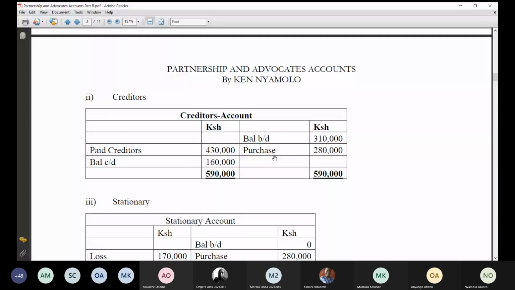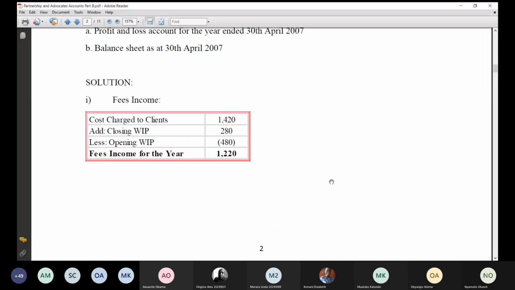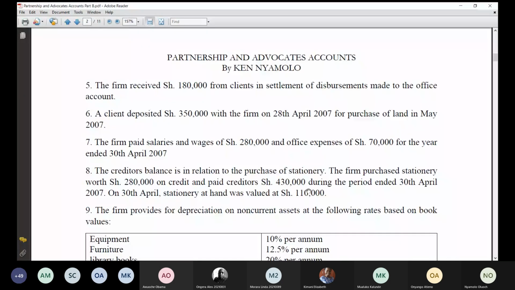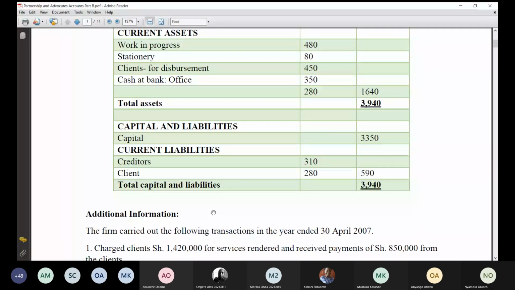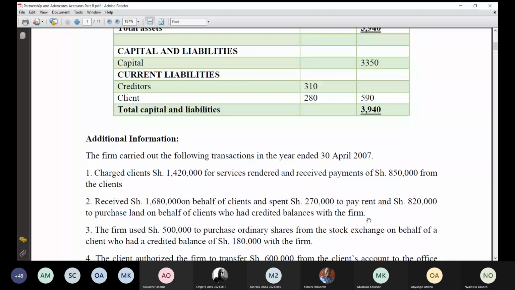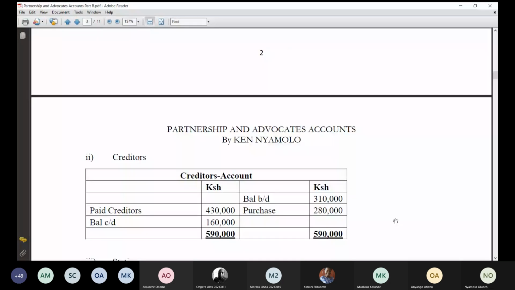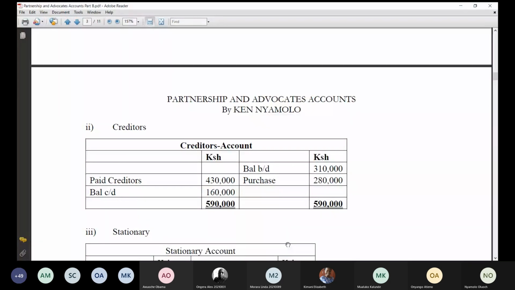Creditors, these are liabilities. So the balance brought down is 310. Where do we get the 310? We get it from the balance sheet. If you go to a balance sheet, creditors is given as 310. So we are bringing it as a balance brought down.